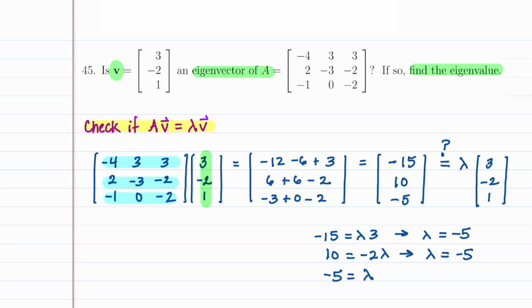So this tells us that the answer to our question is yes, v is an eigenvector of our matrix A. And we can say that our eigenvalue lambda is equal to minus 5.